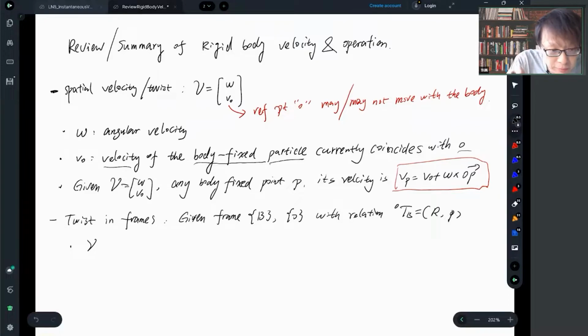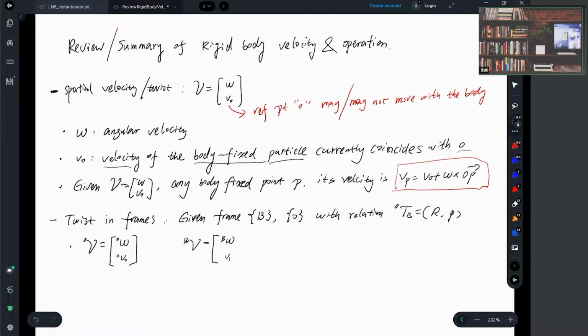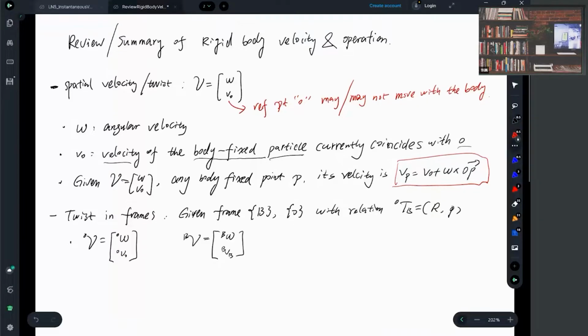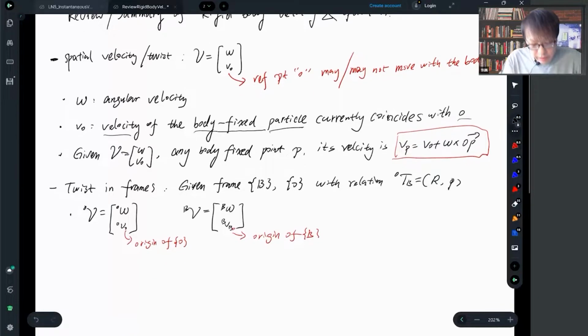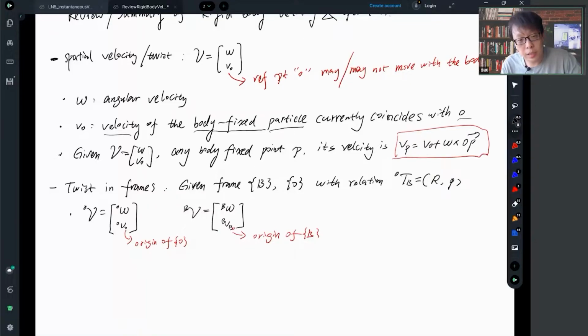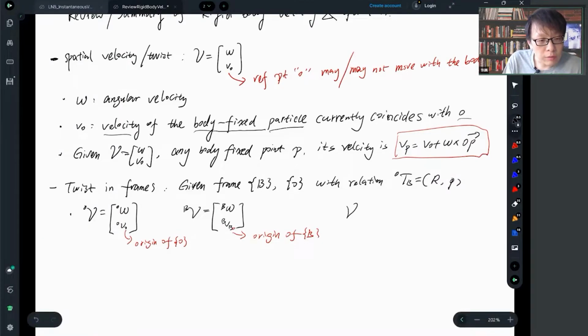Then I can find the coordinates of the same twist in O, this is omega O and V_OO, and in B, omega B and V_BB. For the first, I choose the reference point to be the origin of O, and for this one, the origin of B. I can represent the velocity twist either in O or in B. So then is V the velocity of the B frame?